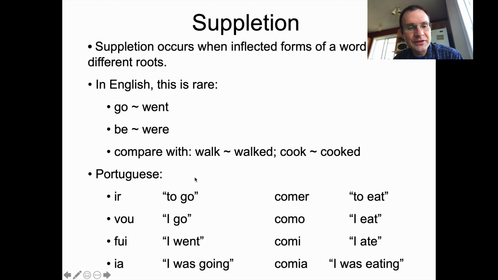Here's some examples of this sort of thing from Portuguese, and again, it's from a similar verb to go as well as the verb to eat. So in Portuguese, to go is ir, I go is vou, I went is fui, I was going is ia. So these don't really look all that similar to each other, but they all mean go. It just depends on what tense and subject you're using them with. Comer is to eat, como is I eat, comi is I ate, comia is I was eating. So this is an example of when you don't get this sort of suppletion, because you can see the root is pretty similar across the board here, the com.